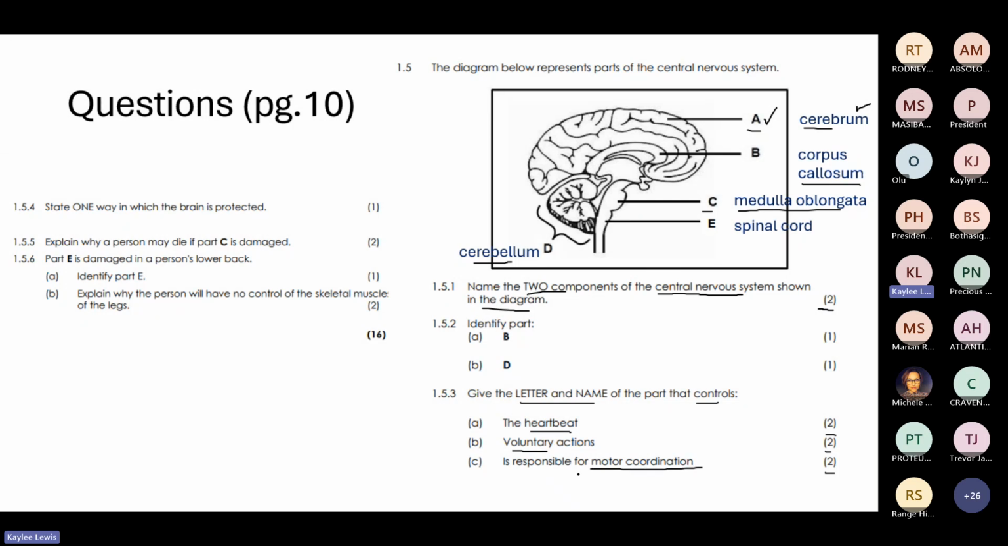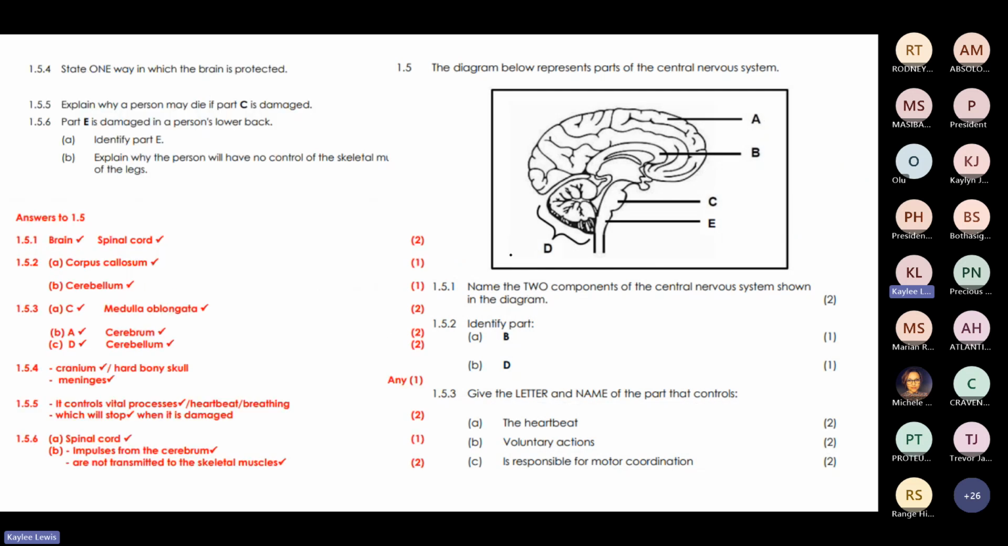So motor would be movement and coordinating. So what is coordinating your motor movements? And that is going to be your cerebellum because it's the coordination part. So it would be D, one mark, cerebellum, another mark. So I'm just going to pop the answers there so you can see it.